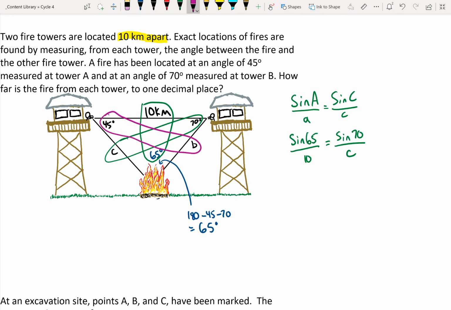For the other one, sine A over little a equals sine B over little b. So again, we know our A values, so sine 65 over 10. And then we know sine 45 over b. So then we can find those two to figure out how far away each one is, or what those distances are from the towers.